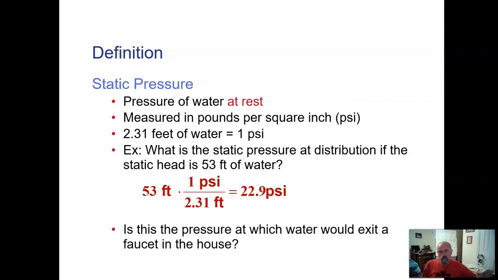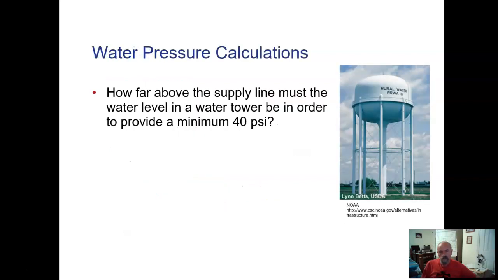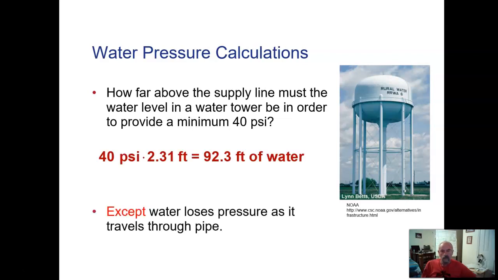Is this the pressure at which water would exit a faucet on a house? How far above the supply line must the water level in a water tower be in order to provide 40 psi? That would be 92.3 feet. Except water loses pressure as it travels through pipe.